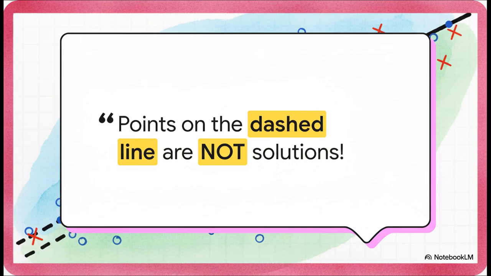And here is a rule you just need to remember, plain and simple. Points on a dashed line are not solutions. Think of a dashed line as an electric fence. It's a boundary, but it's not part of the yard. A point has to be squarely inside that shaded overlap to count, unless, of course, it's on a solid line.